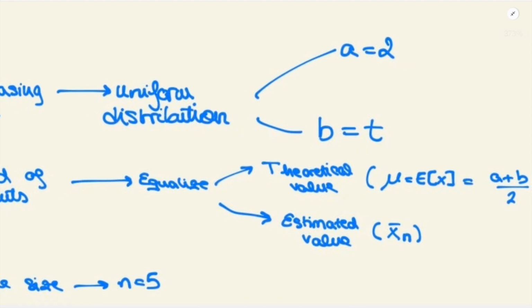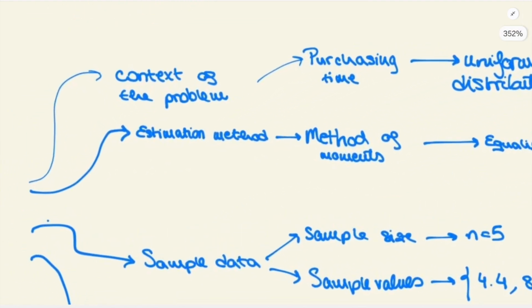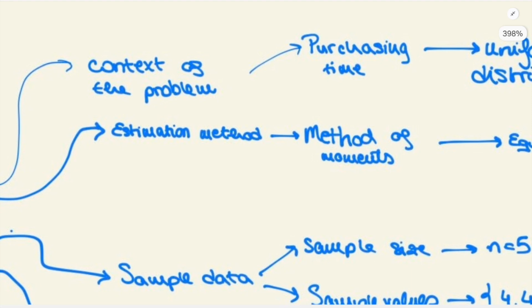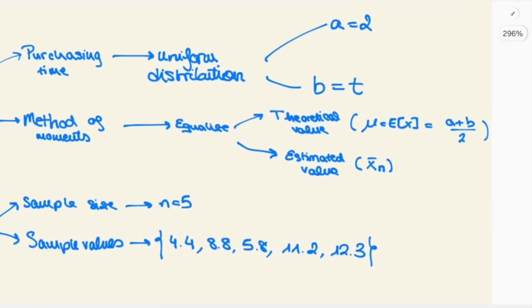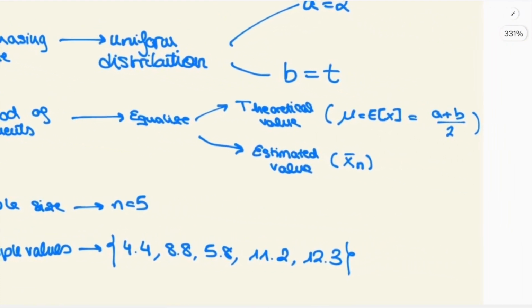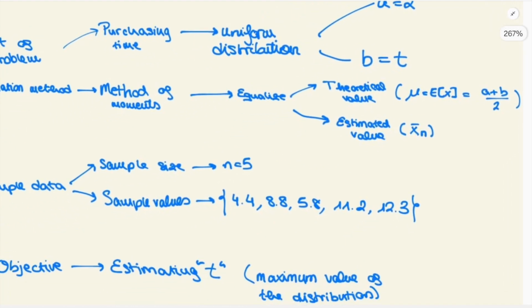For our second branch, we've decided to explain a little bit the estimation method, which we are told will be the method of moments. This method consists in equalizing the theoretical values and the estimated values. In this case, we are asked for the average time a customer spends, so we will have to equalize the population mean and the sample mean.